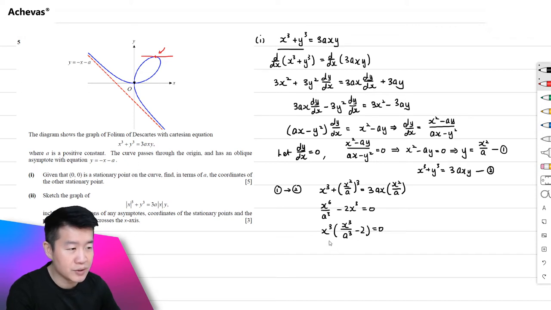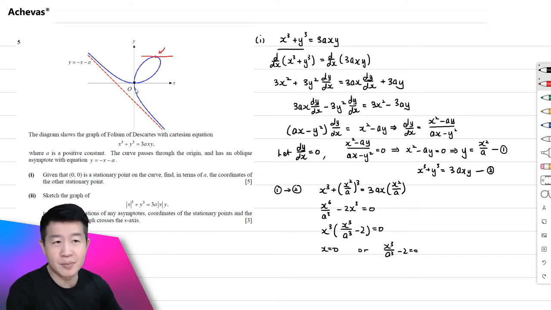This is equal to 0. And x definitely can be equal to 0. Or x to the power of 3 over a cubed minus 2 is going to be equal to 0. X is equal to 0 is this point at the origin, which is what the question already mentioned. We are supposed to find the other one.